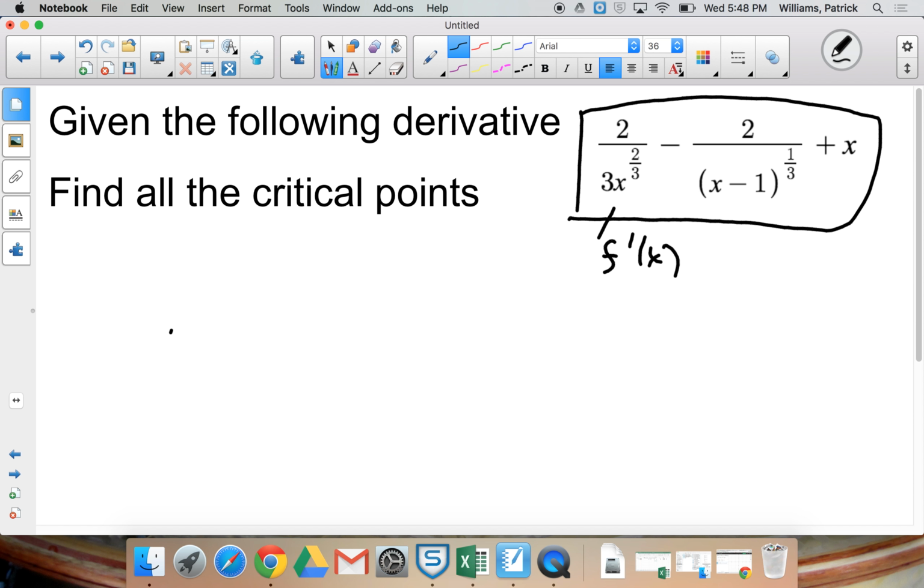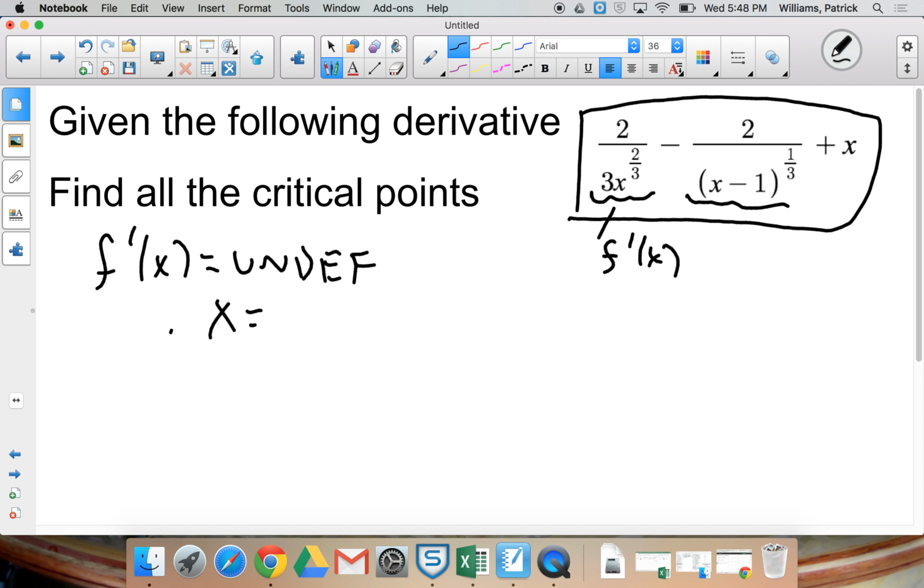Well, hopefully you said, okay, well, whenever we get a 0 in the denominator, that means things explode. So basically, this derivative is going to be undefined. That's going to occur at x equals 0 for this case right here, and at x equals 1 in this case right here. Both of those values cause a 0 in those denominators. Things blow up, okay? So those are our first 2 critical points.